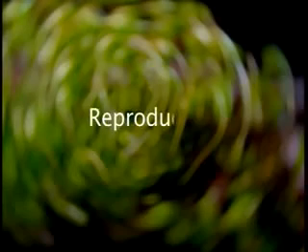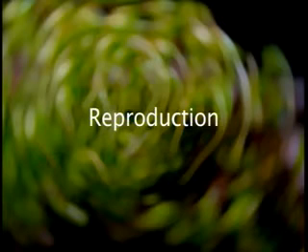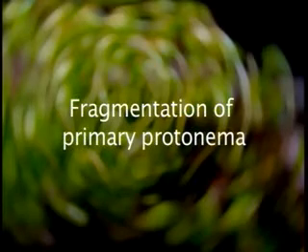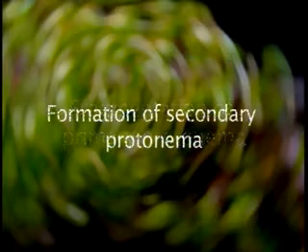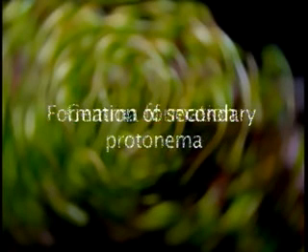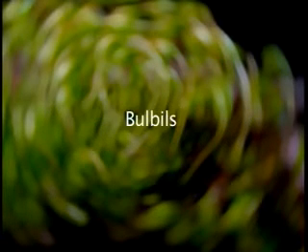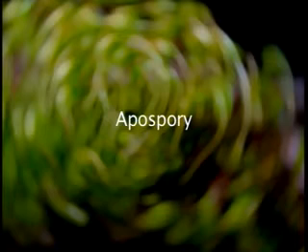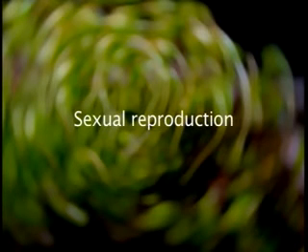Now, let's try to know something about reproduction of this genus. Funaria reproduces both vegetatively and sexually. Vegetative propagation in Funaria takes place by fragmentation of the primary protonema, formation of secondary protonema, gemma formation, bulbils, and apospory. As far as sexual reproduction is concerned, Funaria is monoecious.